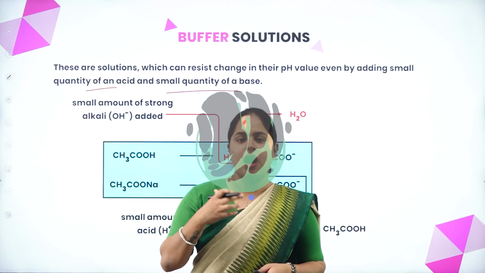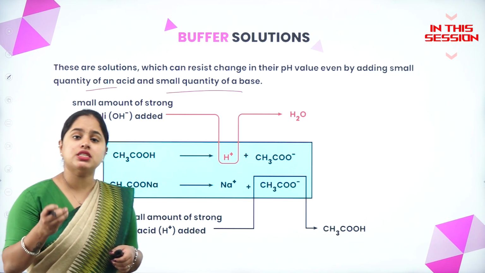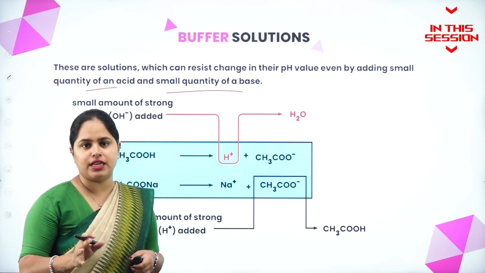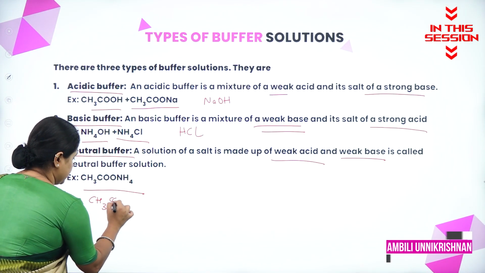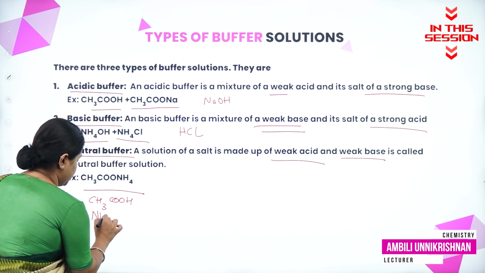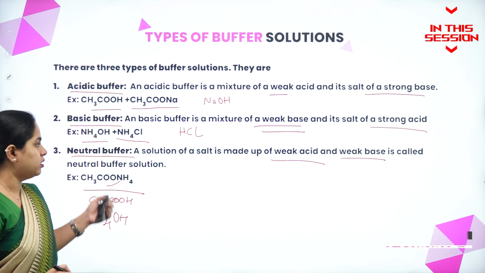Buffer solutions are a special type of solution which is formed, and if we add a small amount of acid or base to this, its pH won't change. Which is the weak acid here? Acetic acid. And which is the weak base here? NH4OH, that is ammonium hydroxide. So this gives the salt which is a buffer solution.